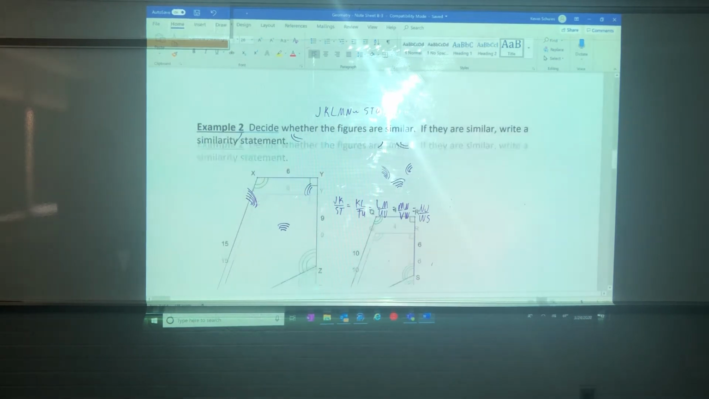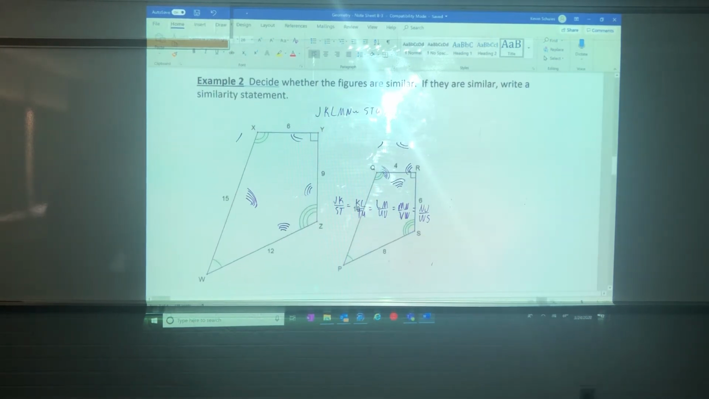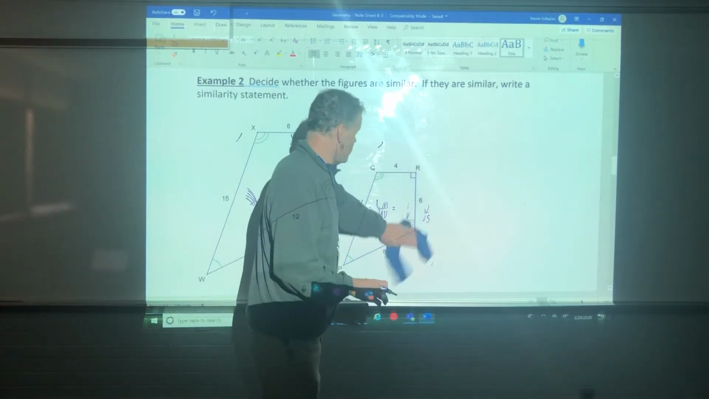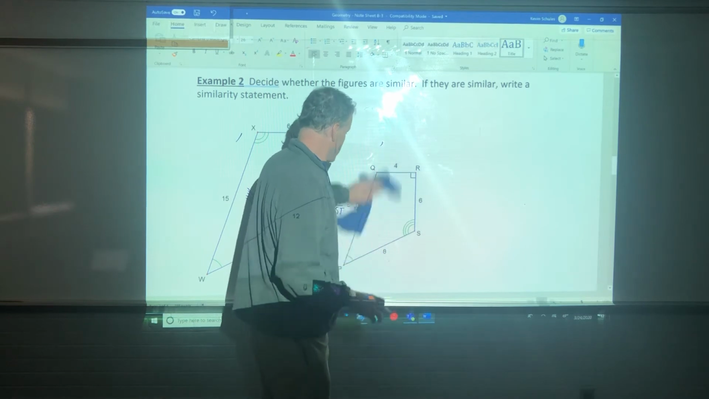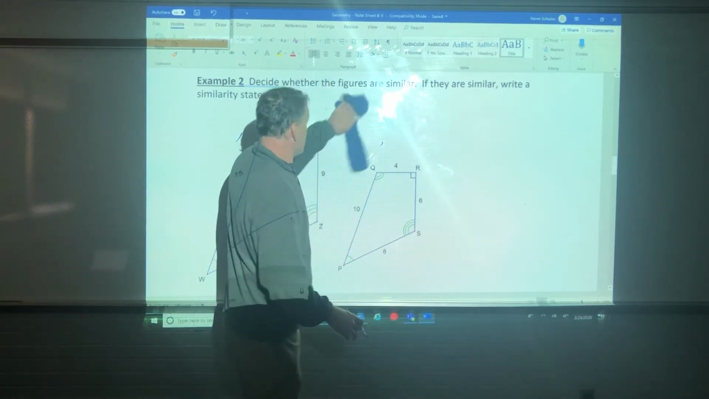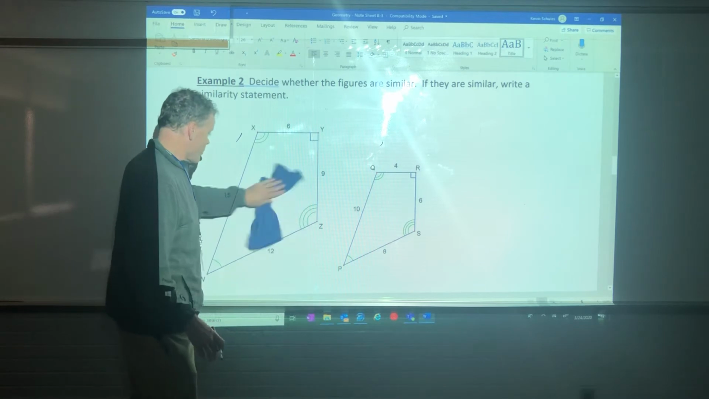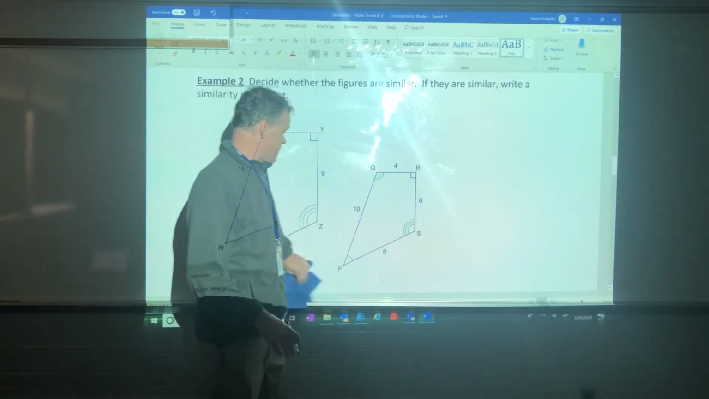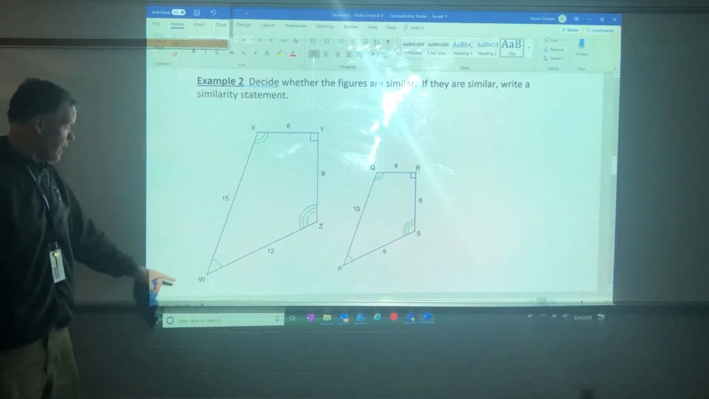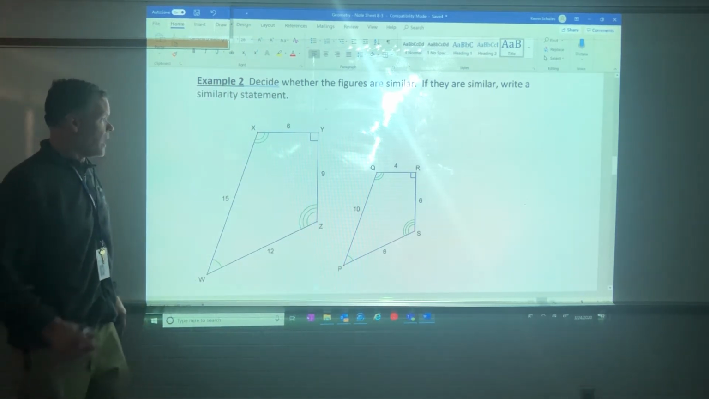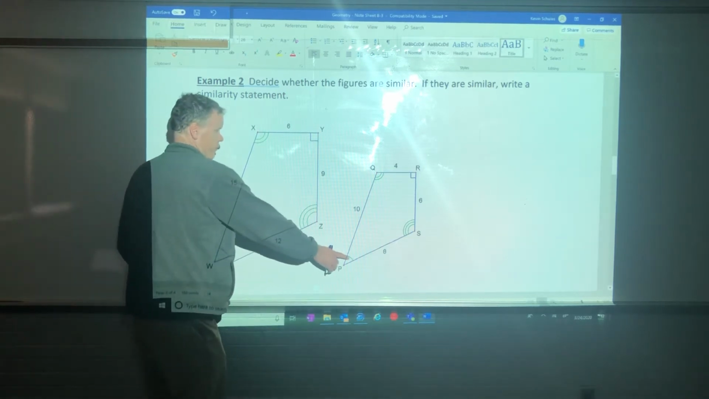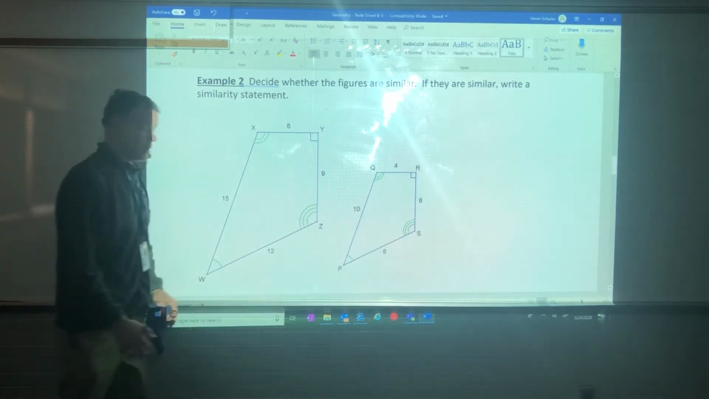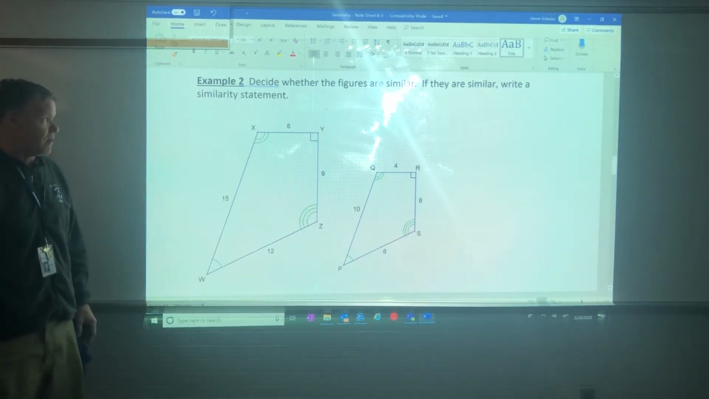We're going to move to example 2. And here's where I think we're really going to see everything come together. They want you to show whether the two figures are going to be similar. One thing they tell you is that when you're looking at W, X, Y, and Z, your angles here are going to be congruent. You've got the angles congruent, so you're good there.